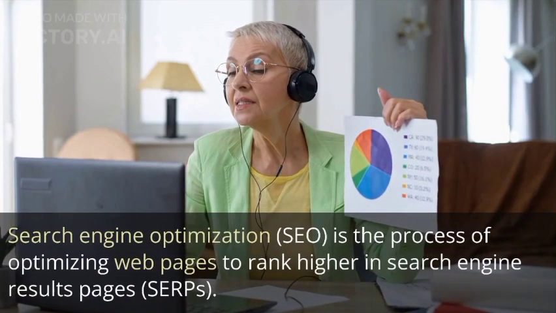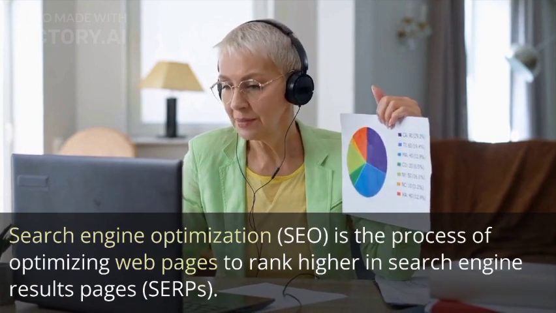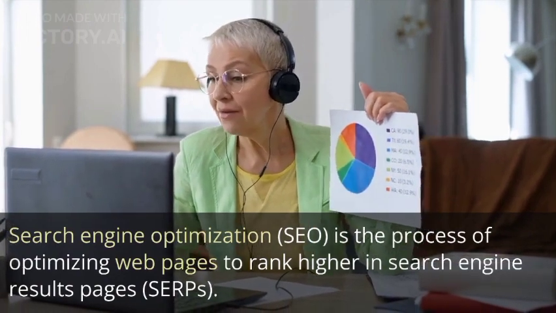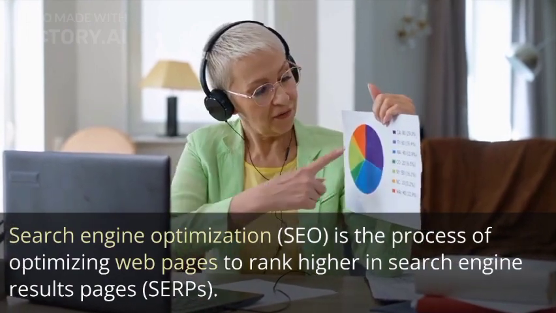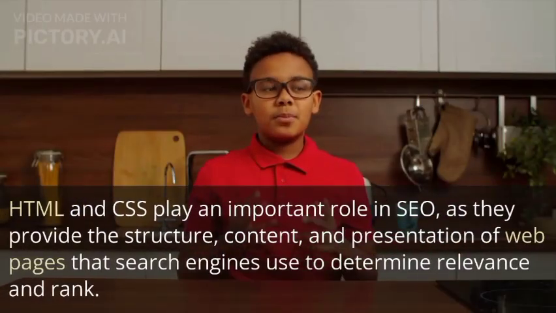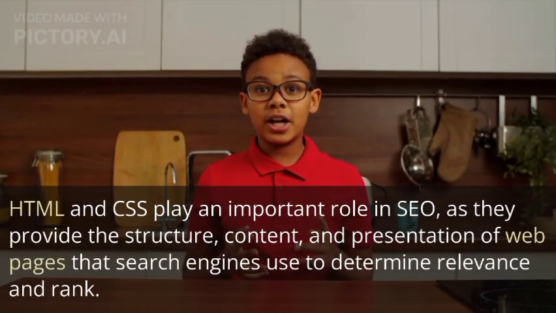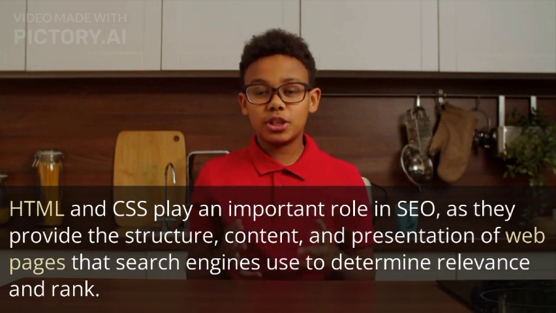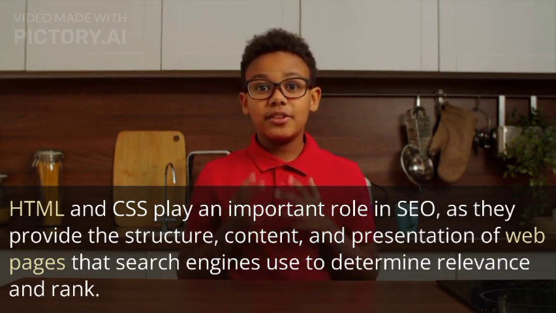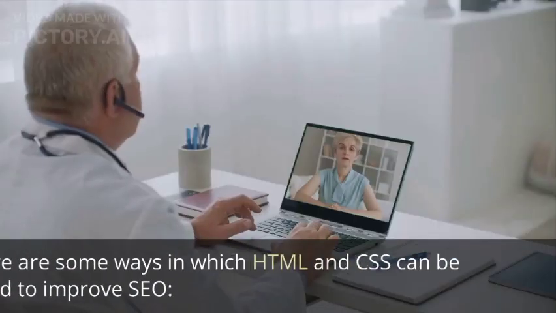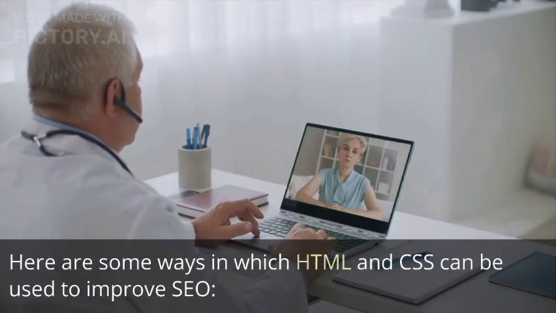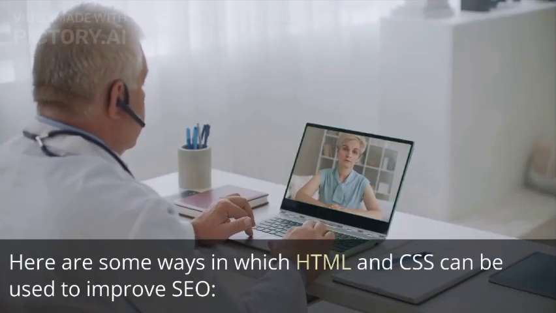Search engine optimization, SEO, is the process of optimizing web pages to rank higher in search engine results pages, SERPs. HTML and CSS play an important role in SEO, as they provide the structure, content, and presentation of web pages that search engines use to determine relevance and rank. Here are some ways in which HTML and CSS can be used to improve SEO.